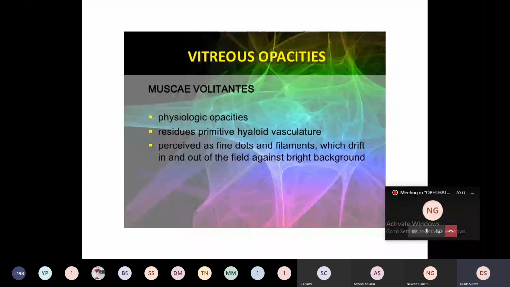It is present in normal individuals also. It only represents residues or the remnants of primitive hyaloid vasculature. It is perceived as fine dots and filaments which drift in and out of the field against the bright background, as I told you earlier.